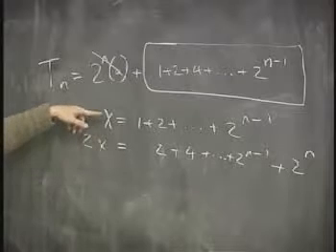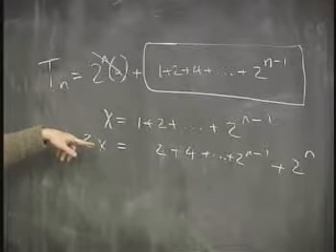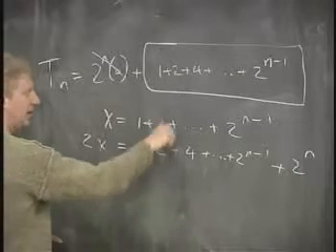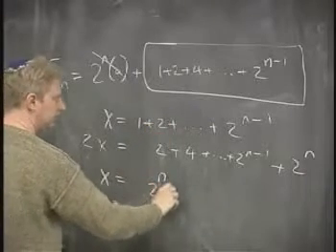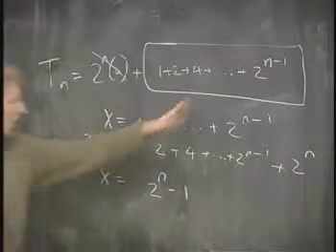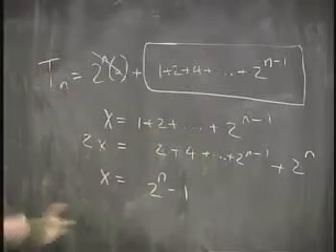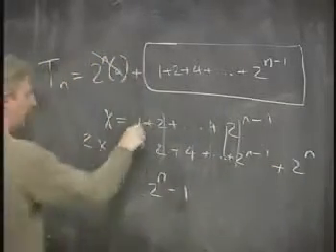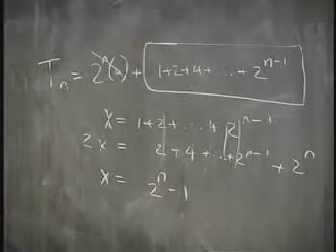And now if you subtract the top from the bottom, 2x minus x is x. And this minus this is, all these cancel out. They line up and they cancel out. Bye-bye. 2 to the n minus 1. And that's the answer.